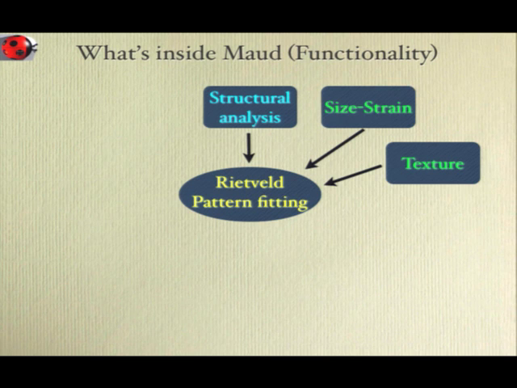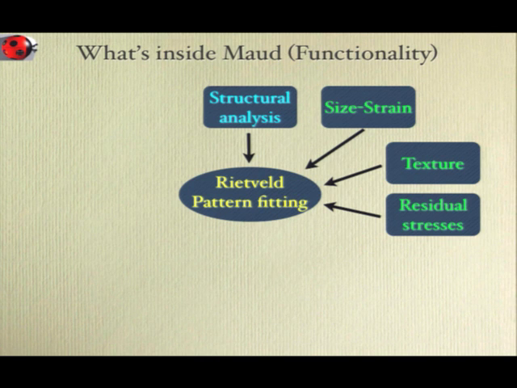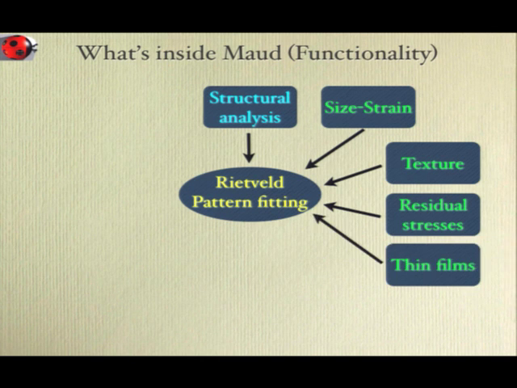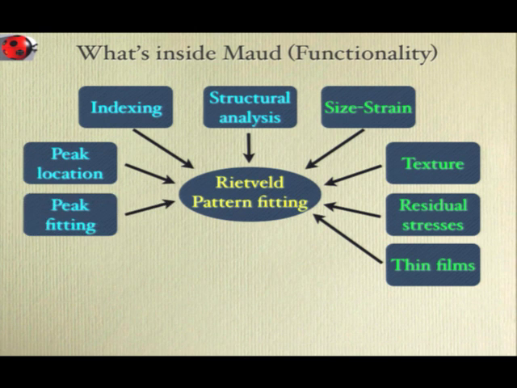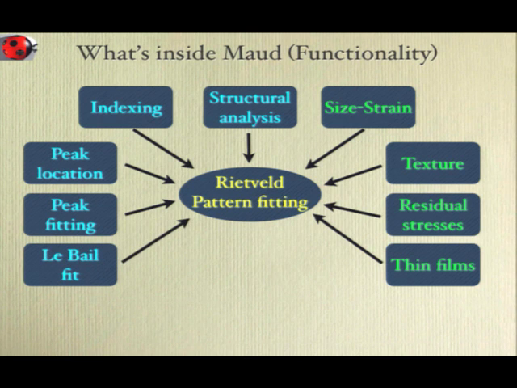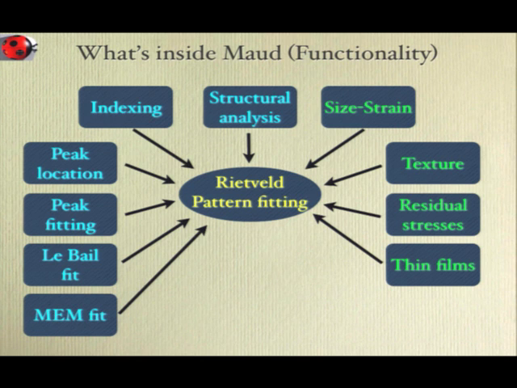Okay, so texture is a big one in it. I would say that I worked more on texture in the last 15 years than on anything else. Residual stresses, thin film, okay, we deal with those. And from the more crystallographic part, MAUD can also do indexing, peak location, and peak fitting. You can do indexing also by full pattern indexing or similar techniques. With Le Bail fit you can extract an electron density map. This is actually not updated too much.